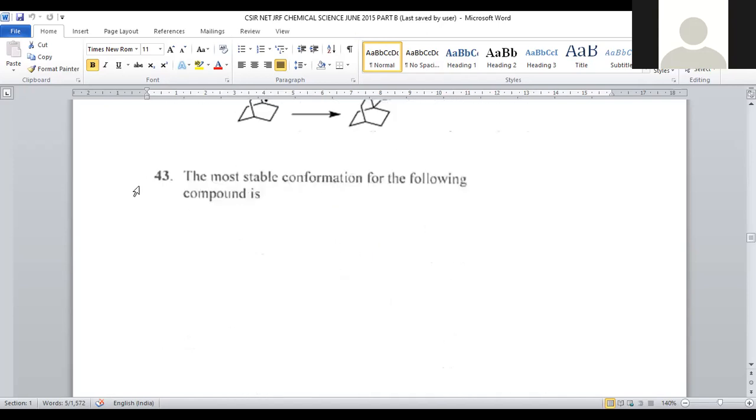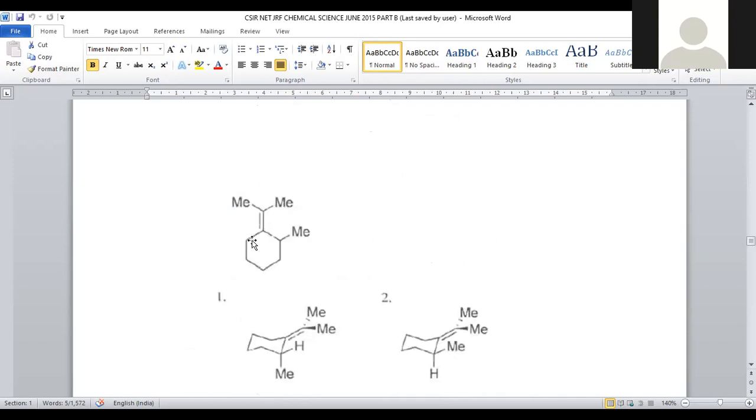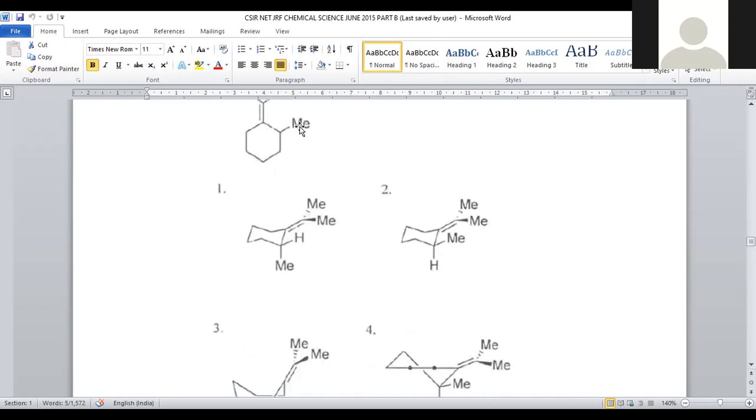Let us move on to question number 43. The most stable conformation for the following compound. So here is the cyclohexane system with allyl and methyl side chains. Both are present on adjacent carbon atoms only. Okay, so of all the forms of cyclohexane, the most probable forms are 4. One is the chair form, then the boat form, twist boat form, and the fourth one is the half chair. These are the 4 possibilities of cyclohexane conformation.